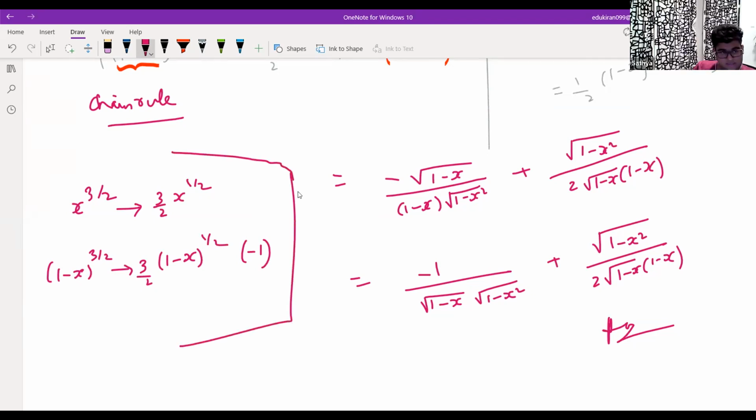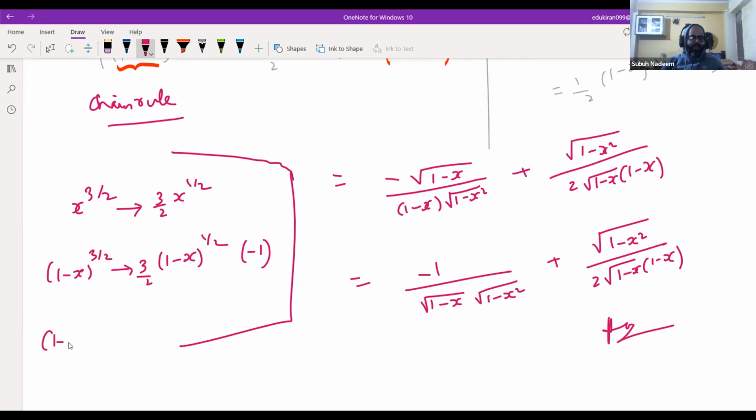But isn't 1 minus x one term? 1 minus x is not x, no? It is 1 minus x. So you will have to differentiate 1 minus x separately. That is what the chain rule says.